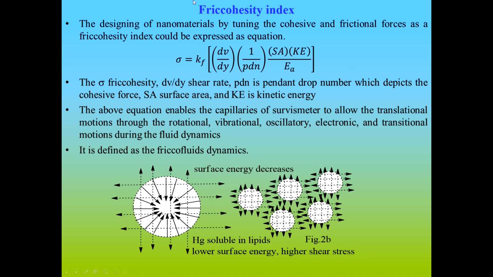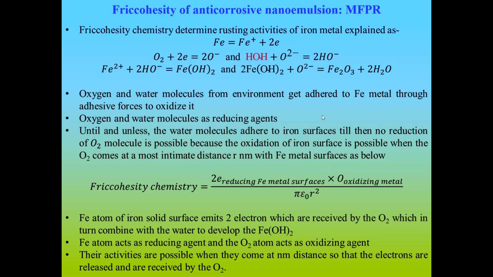So this is an example that if the solution or nanoemulsions are stable, then the friccohesity index will be a bit, the time will be the same. But if aggregation occurs because of the cohesive forces, or agglomeration again because of the different size oriented things, or coalescence again because of the charge based things, if these activities occur, then the index will vary.